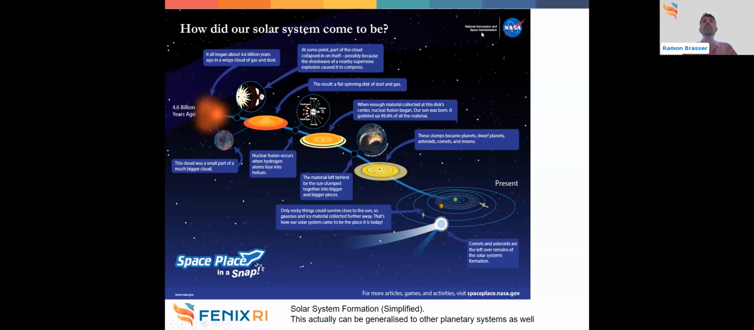Okay. So this is a very rough overview of how the solar system came to be, but of course the devil is in the details. So we want to focus on the details, and that is where people like me come in.